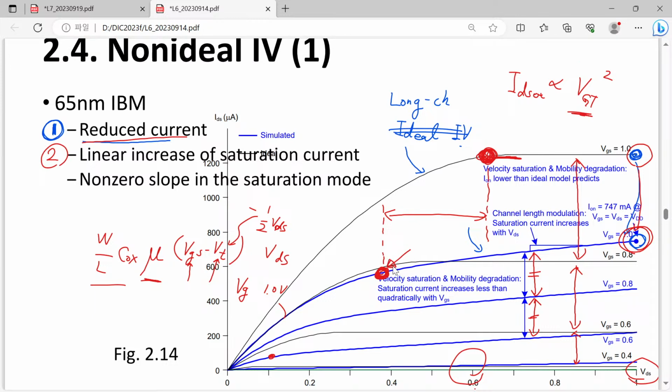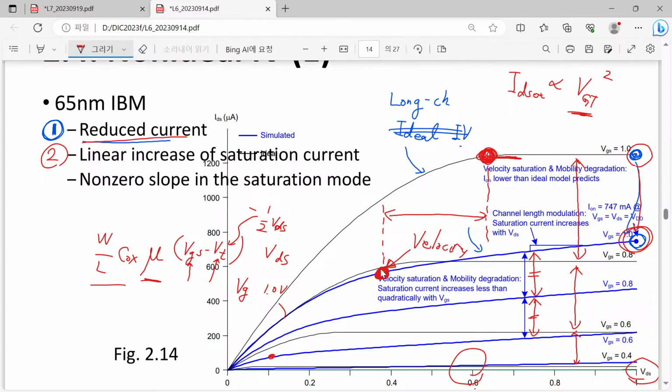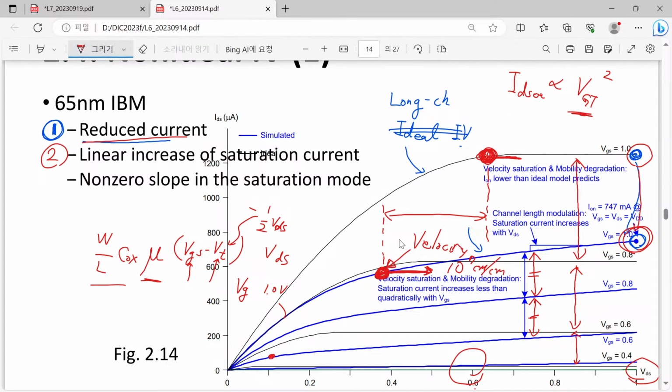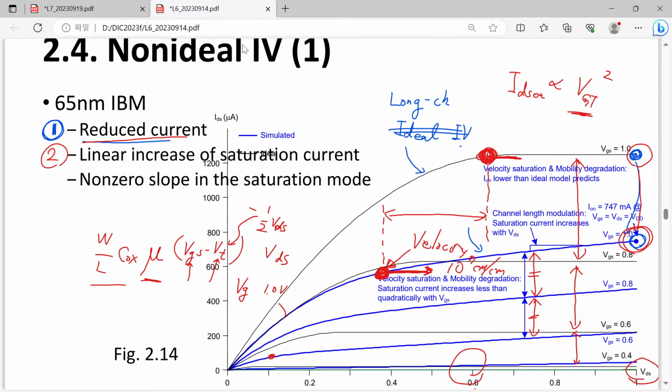Why do we have early saturation? This is not related with the pinch-off effect, the mechanism used in the long channel MOSFET, but this is velocity saturation limited behavior. From beyond this point, our electron velocity is more or less the same, reaching 10 to the 7 centimeters per second. So that's the reason why we have velocity saturation. So are you all with me? This is the major difference between long channel and short channel.